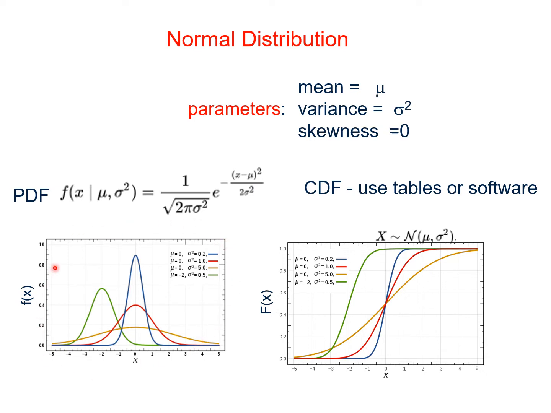On the figure here, you can see the probability distribution function. So this is the probability distribution function, and this is the cumulative distribution function. This PDF figure shows different normal distributions, right? So this first one is the normal distribution with mu equals to 0, mean equals to 0, and variance of 0.2. Second one, which is red, also has mu equals to 0, but variance of 1. And third one, this yellow one, has mu of 0 and variance of 5.